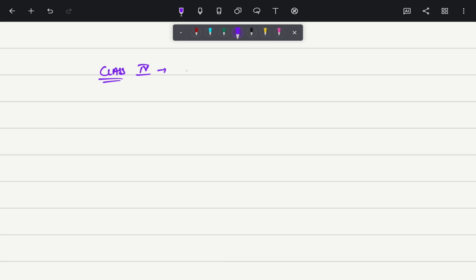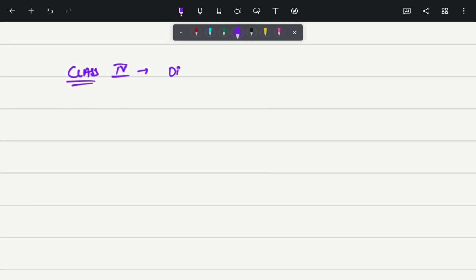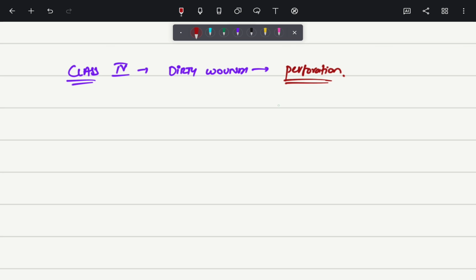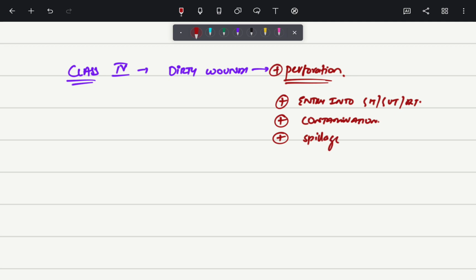Class 4 wounds are called dirty wounds. Now, what is meant by this? It means there is perforation, plus there could be entry into the GIT, GUT or the respiratory tract, plus there is contamination, plus there is spillage, and not only that, there is perforation.